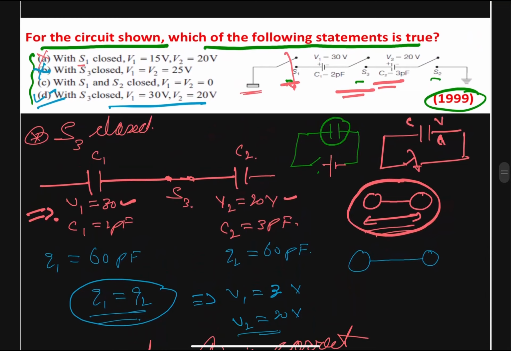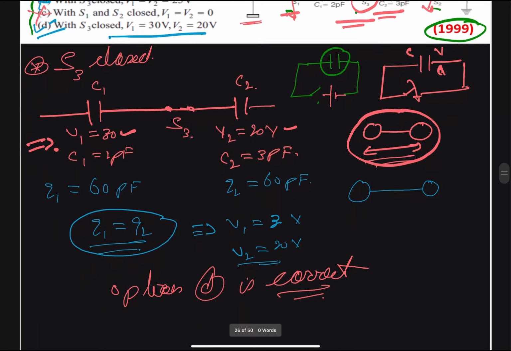And option C, S1 and S2 are closed. So if we close S1 and we also close S2, still the circuit is not complete because S3 is open. So if this is open, V1 and V2 cannot be equal to 0. So the only possibility is that option D is the correct one.